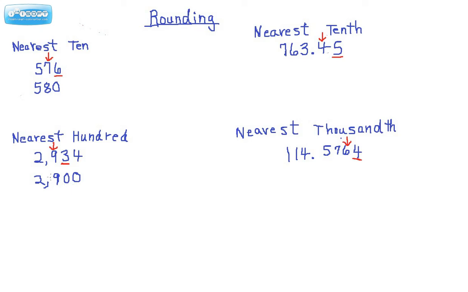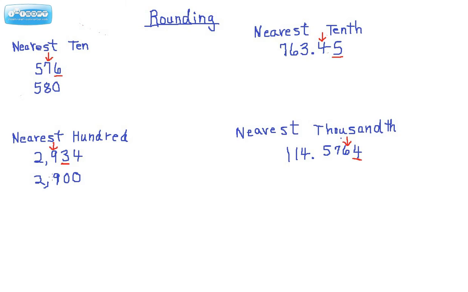Because when you're rounding to the nearest hundred, they're asking you, is 2,934 closer to being 2,900, or is it closer to being 3,000? And it's closer to being 2,900.